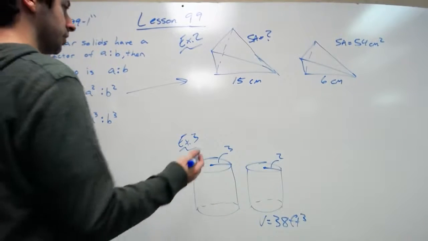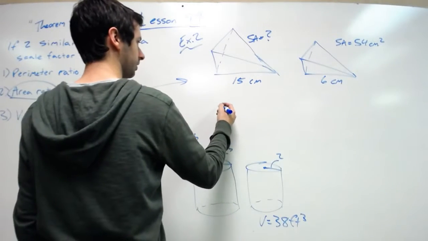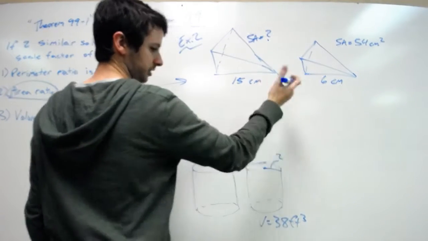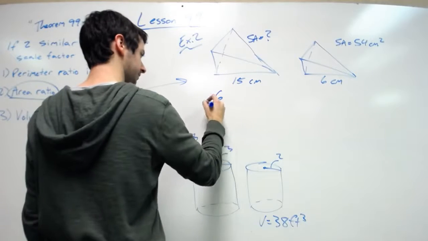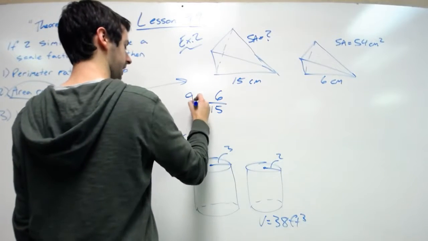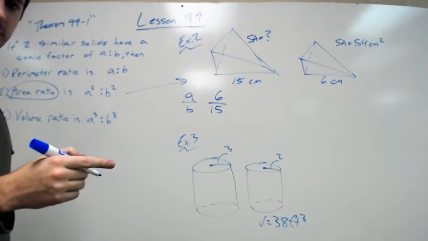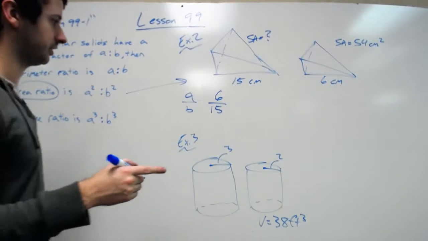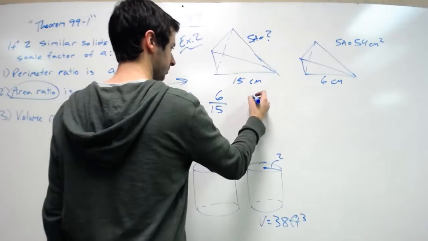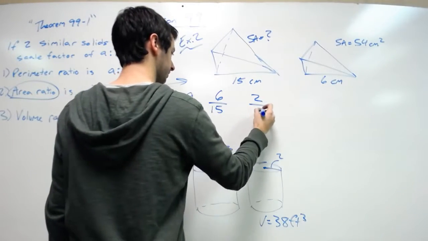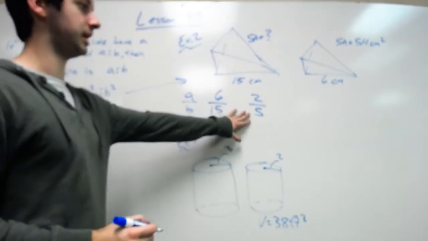So my A to B ratio, you could say is 15 over 6. I'm going to switch it and say 6 over 15. That is my A to B ratio. Now I'm going to go ahead and reduce the 6 over 15. 3 goes into 6 twice. 3 goes into 15 5 times. So my ratio is 2 to 5.